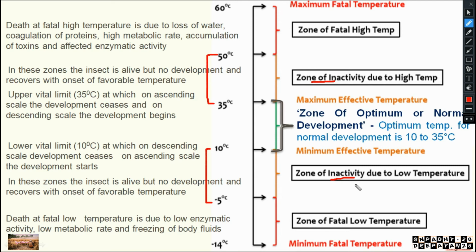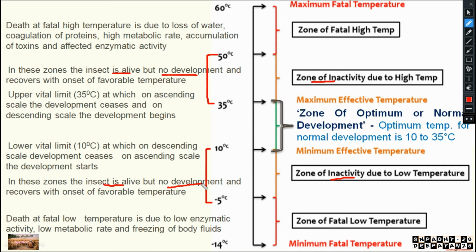Getting my point? So what is inactivity? Inactivity means the insect will be alive, but no development will occur. Inactive means they are not active. It does not mean they are dead. They will be surviving inside, but they are not doing any kind of development. Neither are they feeding, nor moving, nor doing anything. Simply, they will be in a dormant condition. They won't do anything. That is your inactivity.